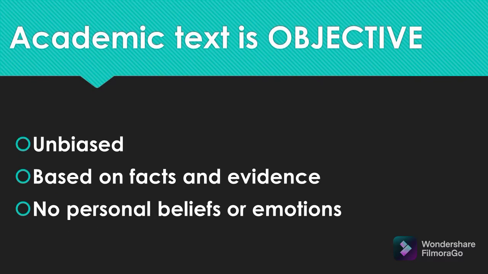An academic text is objective, which means it is unbiased. Everything that's written is based on facts and evidence, not personal beliefs, emotions, or experiences of the writer.